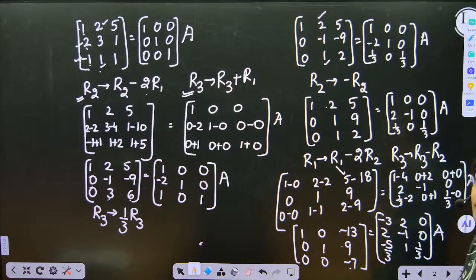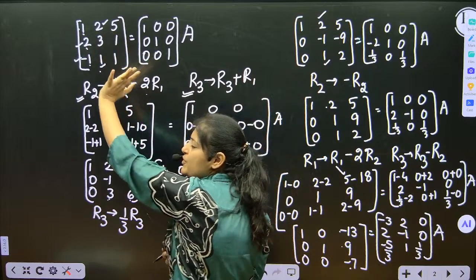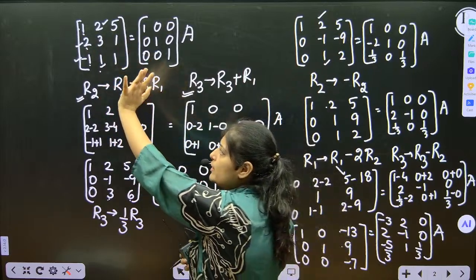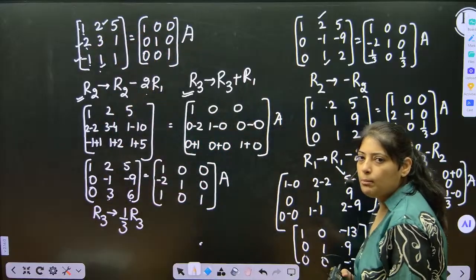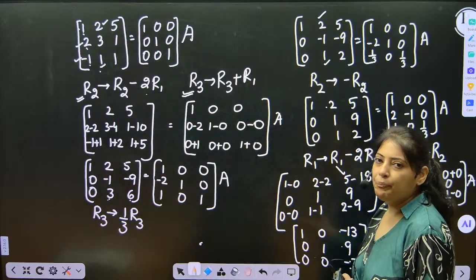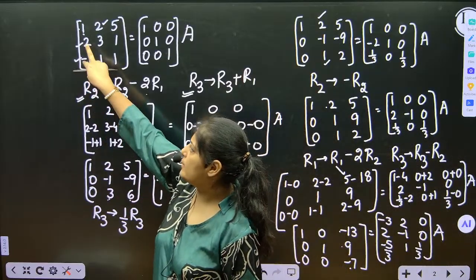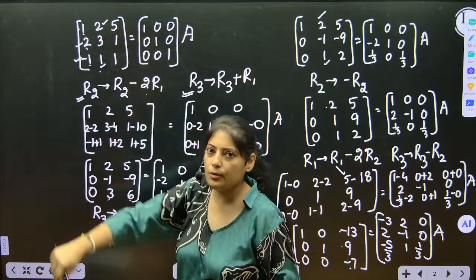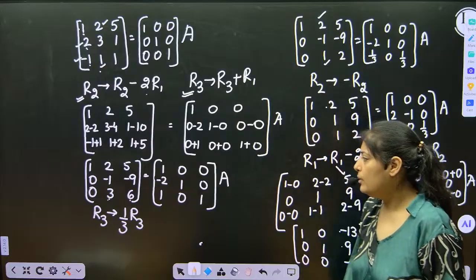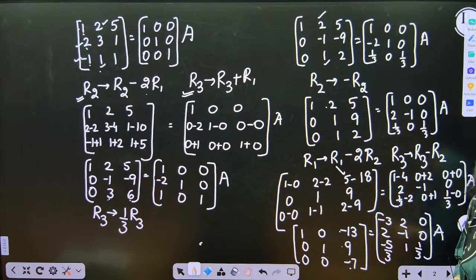The only thing you have to do is make this matrix an identity. Whatever transformation you are applying here, the same you have to apply here. That's it. The main aim is this one. And every time you proceed like this only. Make these two elements 0, these two elements 0, and these two elements 0. Quickly note.